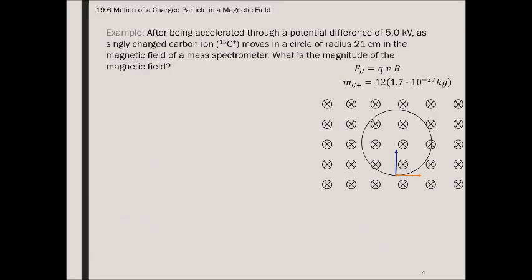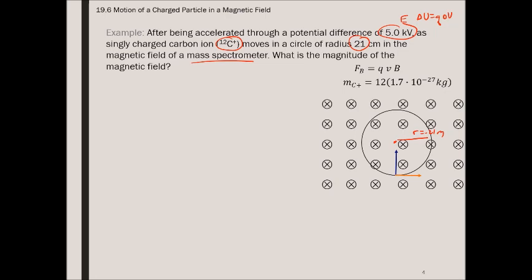So now we're going to look at a use for some of these equations. We have here a mass spectrometer that has a singly charged carbon-12 atom moving in a magnetic field, and so it's going to tend to want to bend the direction of that particular particle. So it's being accelerated through a potential difference. So this is an electric field type idea that the change in energy is equal to q delta V. As a singly charged carbon moves in a radius, so this is the radius of motion, is 0.21 meters. What is the magnitude of the magnetic field inside this instrument?